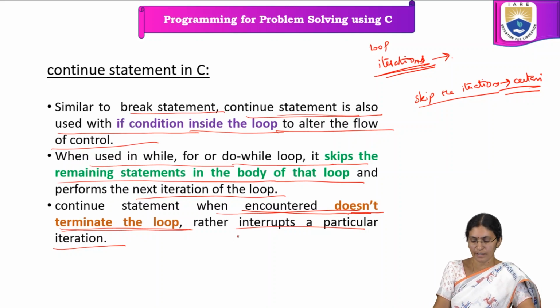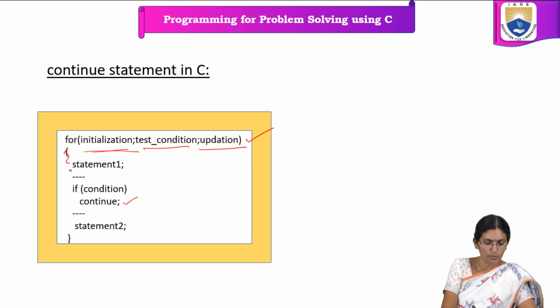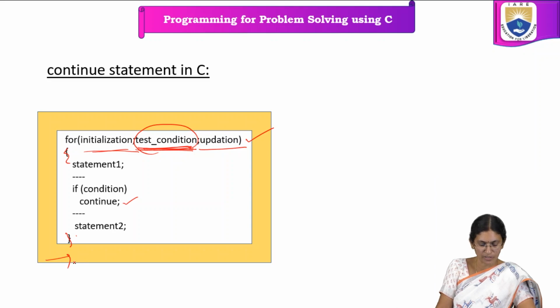Let us see the syntax for using the continue statement in C in loops. Here also, continue statements are to be used with loops. Inside the for loop we have used the continue statement. For, then write initialization, test condition and then updation. Inside the for loop we write the statements which are to be executed. Until the test condition becomes false, the statements inside the loop will be evaluated. After the condition becomes false, the control is transferred out of the loop.